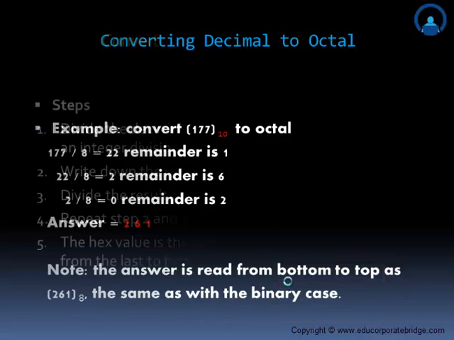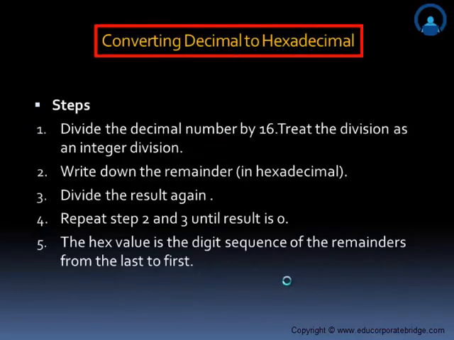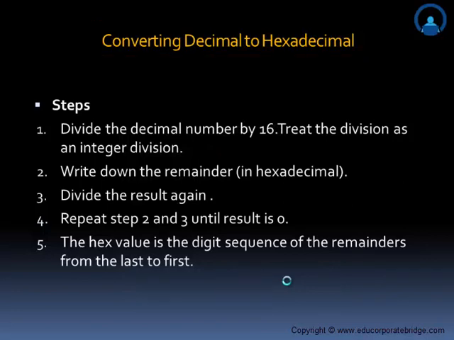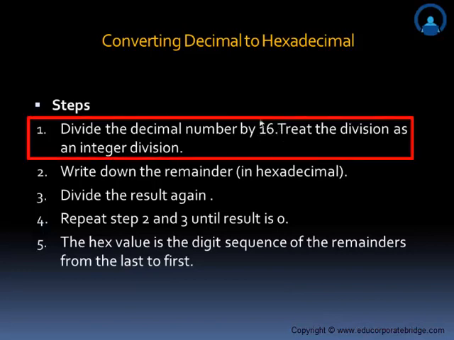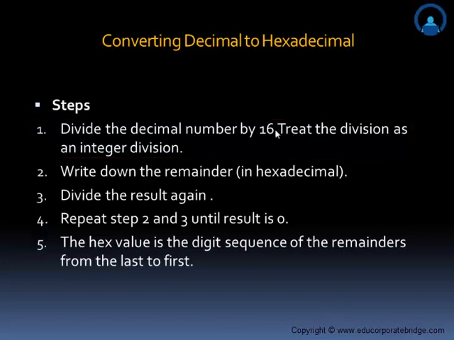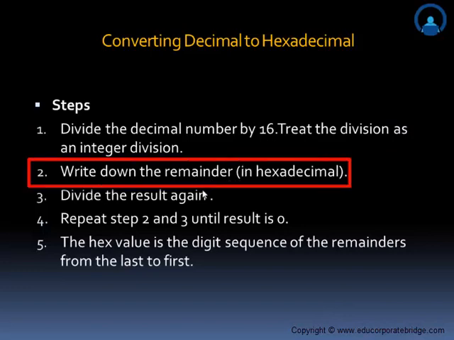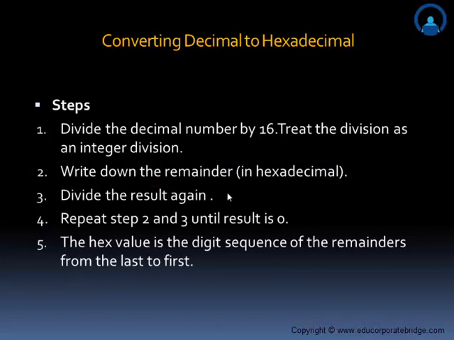Okay, let's move on to the next conversion, from decimal to hexadecimal number. The procedure is the same as what we followed for decimal to octal and decimal to binary, but the only difference is that here we will not divide by 2 or 8. The decimal number will be divided by 16. Again it is the same integer division, and we keep track of the remainder the same way we did in the previous two methods.